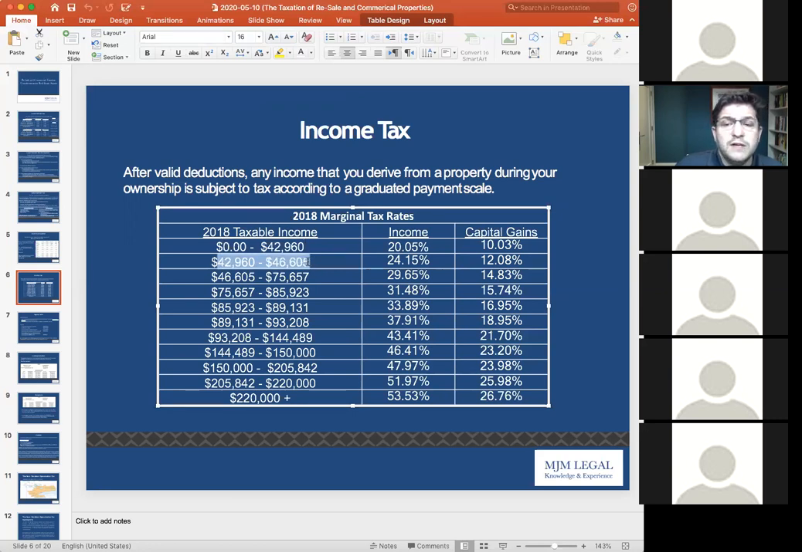If they earn $46,000, then the first 42 of that 46, they pay 20% tax. Then the difference between 42 and 46, that being the $3,000 or whatever it may be, they pay 24%. This is tedious for most people, but actually has huge ramifications.